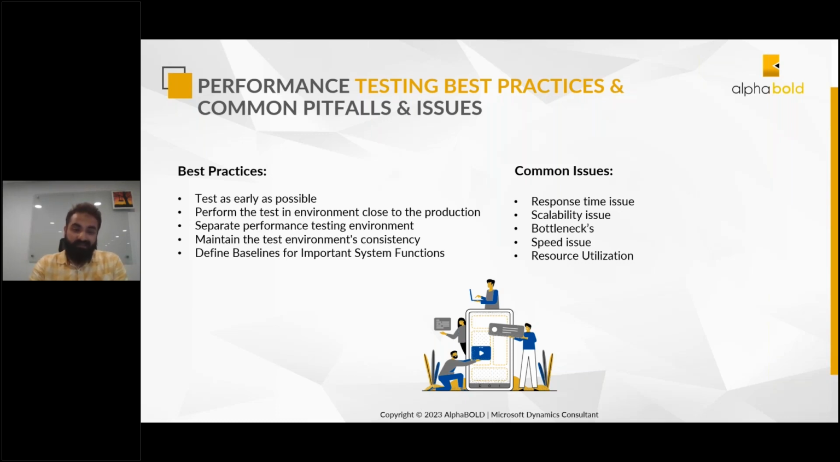Similarly, perform the test in an environment close to production. As I have reiterated, if you have developed a module that is ready to deploy on the production environment, then you have to deploy it onto the pre-prod environment, which might be UAT, but that should be stable enough that it is supposed to be a replica of the production environment. And then you do the performance testing on that environment to gauge how this application is going to behave on the production environment. So there should be a separate performance testing environment.